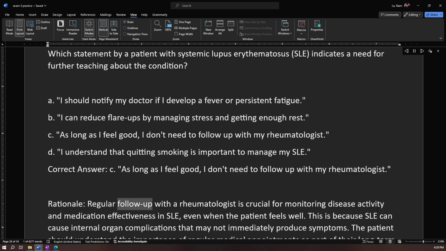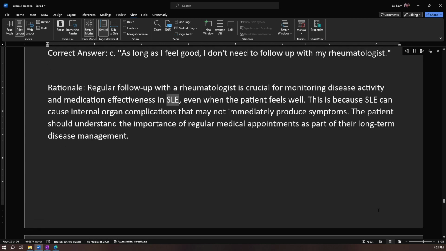Rationale. Regular follow-up with a rheumatologist is crucial for monitoring disease activity and medication effectiveness in SLE, even when the patient feels well. This is because SLE can cause internal organ complications that may not immediately produce symptoms. The patient should understand the importance of regular medical appointments as part of their long-term disease management.